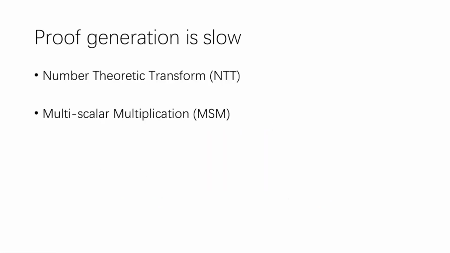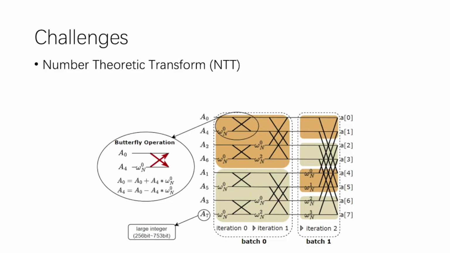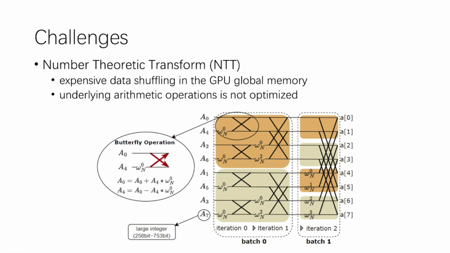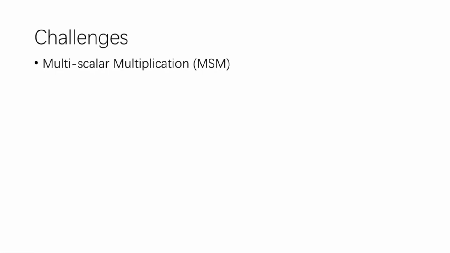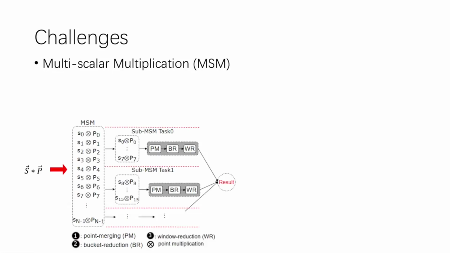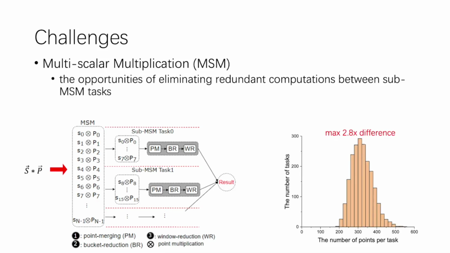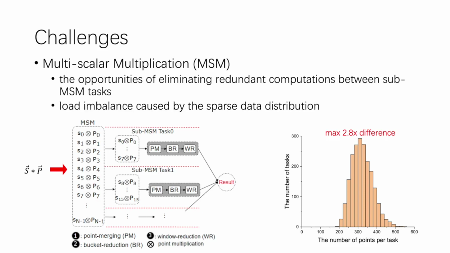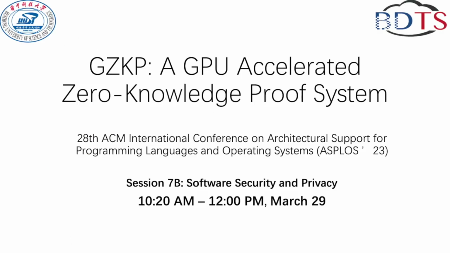There are 2 most time-consuming computations in proof generation. For number-theoretic transform computation, recent works rely on extensive data shuffling to ensure contiguous memory accesses, and the underlying library to support large integers is not optimized. For multi-scalar multiplication computation, they have not explored the opportunities of eliminating redundant computations, and they cannot effectively handle the load imbalance caused by the sparse data distribution. To achieve our goal, we developed GZKP that supports different levels of security requirements and brings significant speedup.